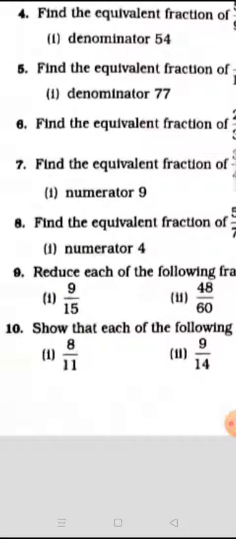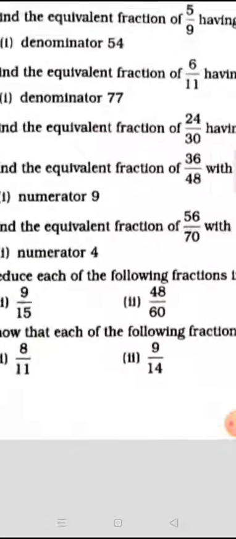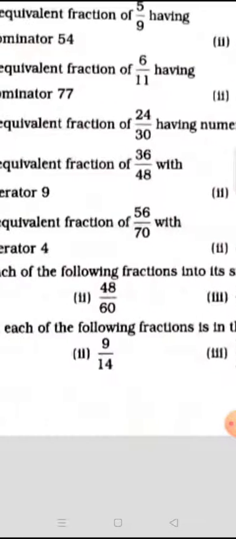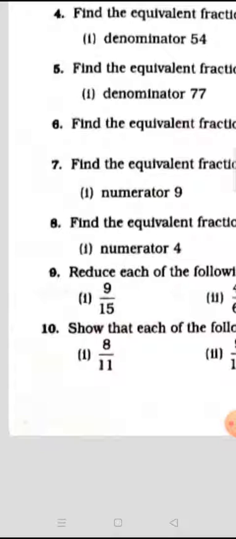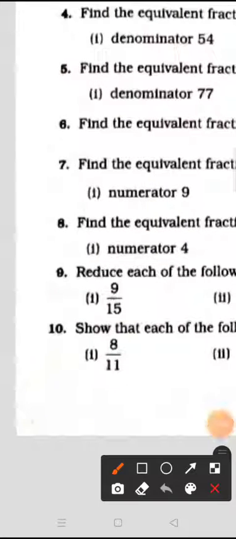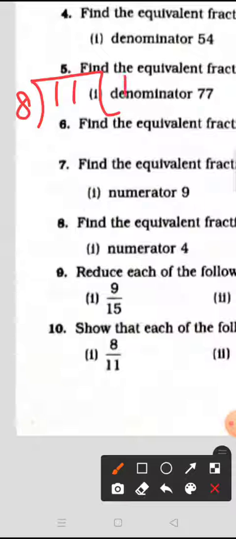See question number 10. You have to show that each of the following fractions is in the simplest form. So what you have to do is find its HCF. If you get the HCF 1, then it means it is in simplest form. So let's divide it. 8 upon 11. How many times does it go? 1 time. Minus it. What is coming?